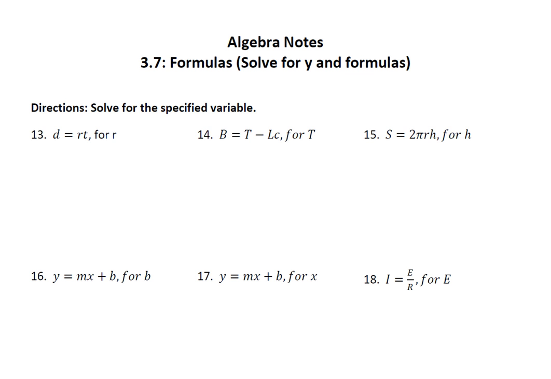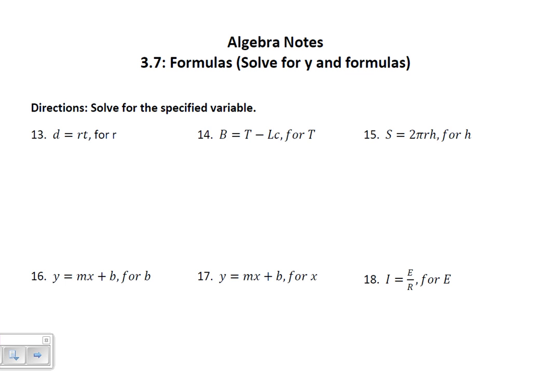This is section 3.7, part 2. It is the last section here in section 3.7. In the first part, we looked at solving equations for y. Here we're going to start to solve different equations for different letters. So it's always going to tell you what it wants you to solve for.